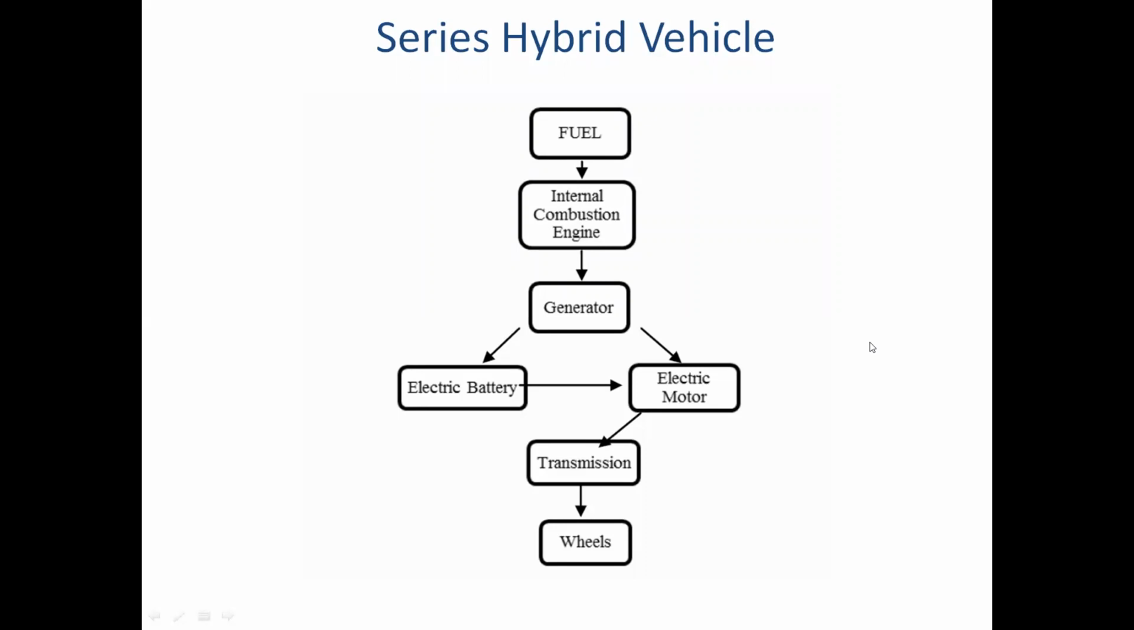So this is the flow diagram of a series hybrid vehicle. In this series hybrid vehicle, each and every part, means IC engine and electrical motor, are in series. You can see the figure.